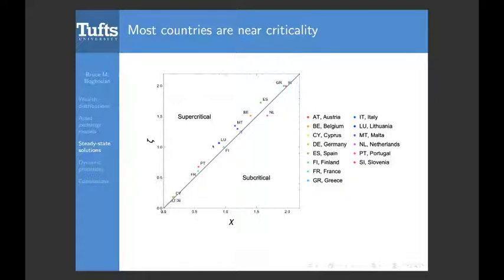Most countries in the world are just above criticality. Somehow the Netherlands comes out just below criticality. I don't know what they're doing. Everybody else is just above criticality, which is already kind of interesting.